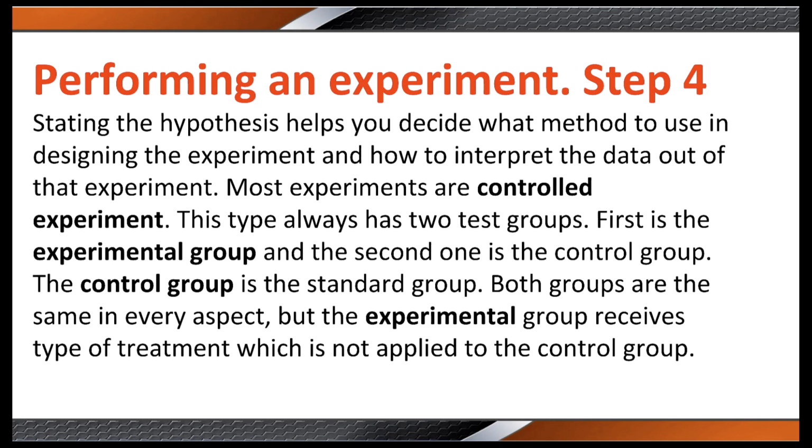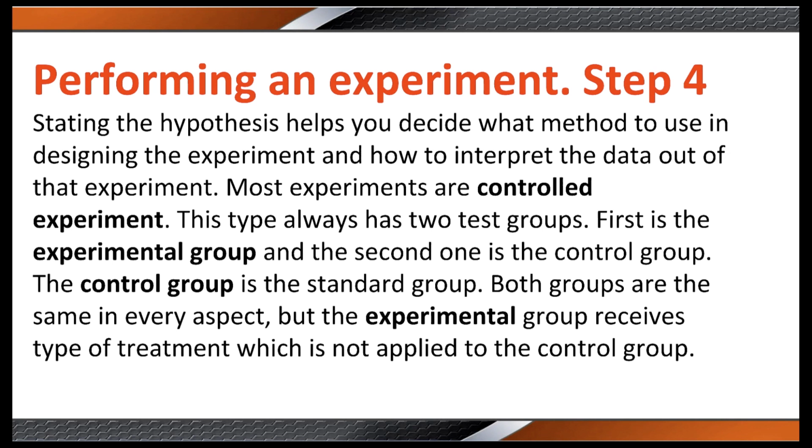Most experiments are going to have a control group in them. All right, most experiments are controlled experiments. So what exactly is a control? Well, we're going to look at that variable on our next page. This type always has two test groups. In a controlled experiment, there are always two groups within the testing.